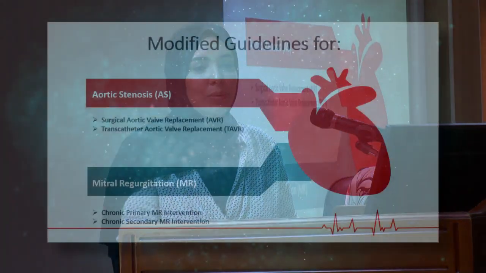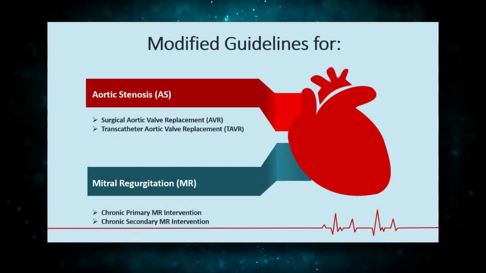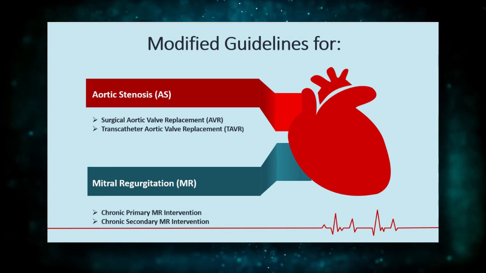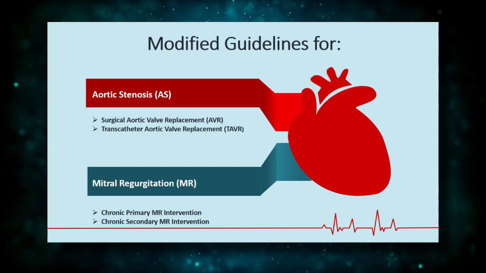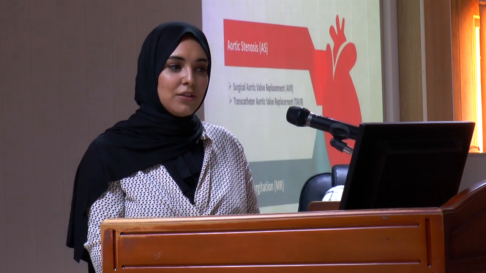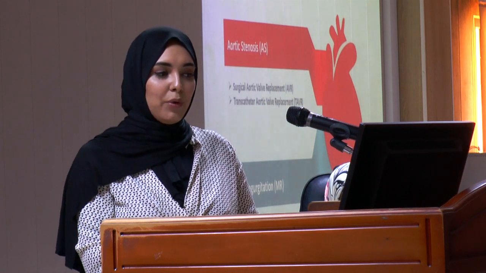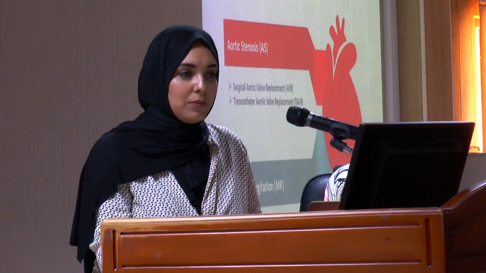This brings us to the second part of today's presentation. We will discuss the modified guidelines for the management of aortic stenosis and mitral regurgitation according to the American Heart Association and the 2017 updated guidelines. We will cover aortic stenosis treatment, including surgical aortic valve replacement and transcatheter aortic valve replacement, and then we'll highlight new guidelines regarding mitral regurgitation, chronic primary and secondary intervention.